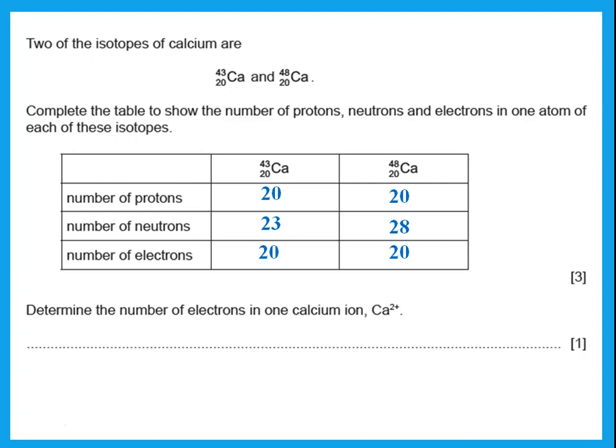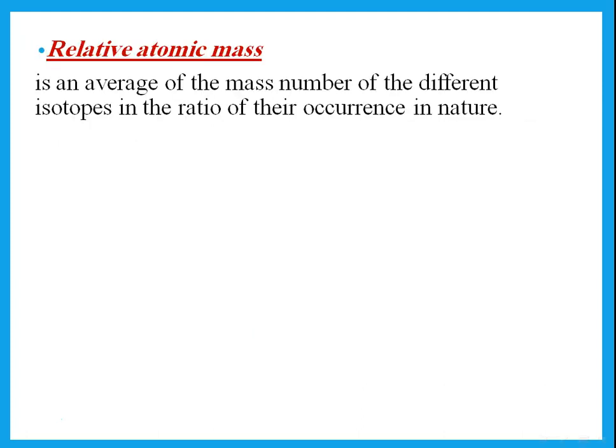Now, determine the number of electrons in one calcium ion. Calcium ion is Ca2+, and that means it has lost 2 of its electrons. So instead of having 20, it now has 18 electrons. Do we understand how to do this?